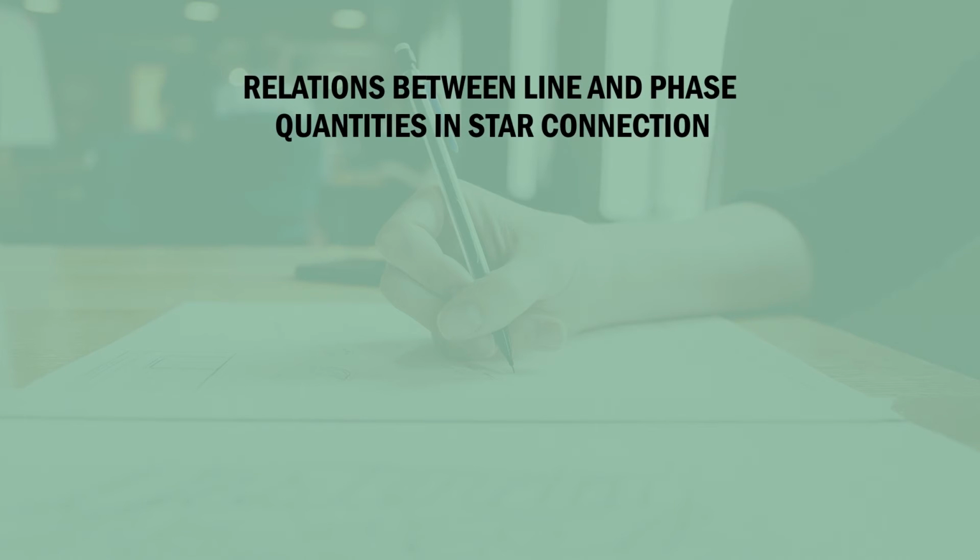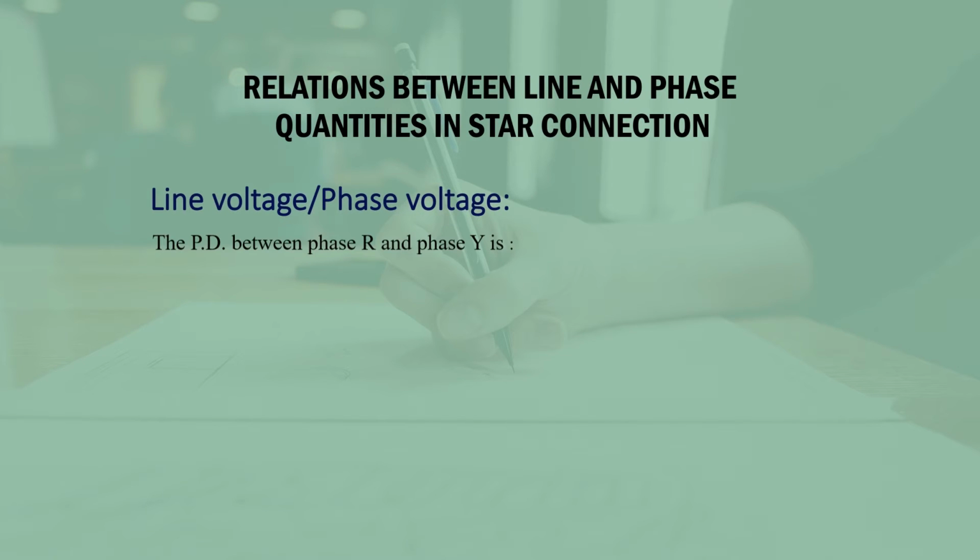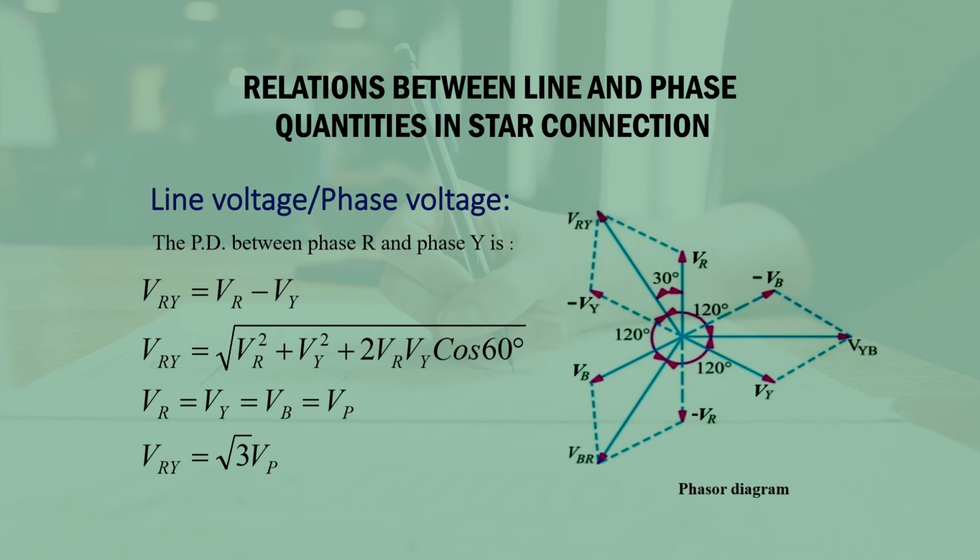Now we have to understand the relations between the line and phase quantity in a star connection. With the help of the circuit diagram, you have to draw the phasor diagram. So here there are 3 phases, that is VR, VY, VB. Just assume that VR is the reference phasor, and because we are talking about the balanced system, the magnitude of the voltage in all 3 phases is equal. That is VR is equal to VY is equal to VB, and the phase angle between all 3 phases is equal.